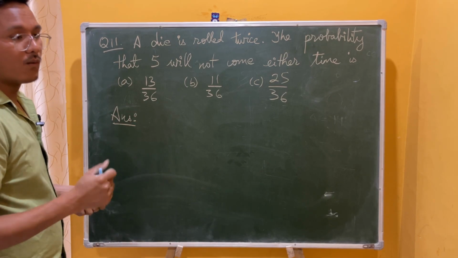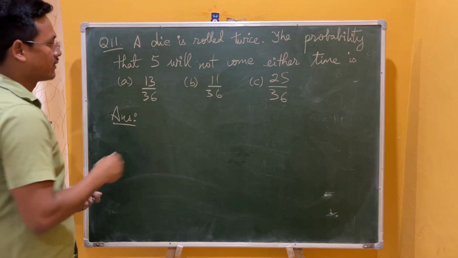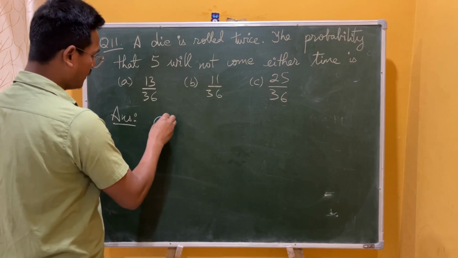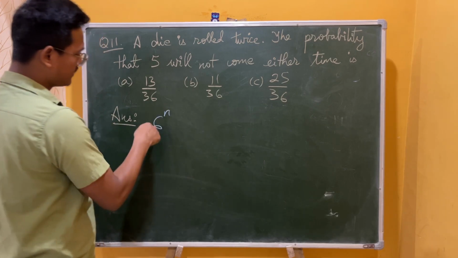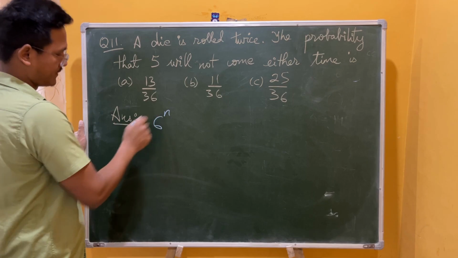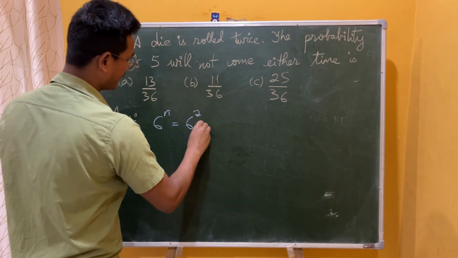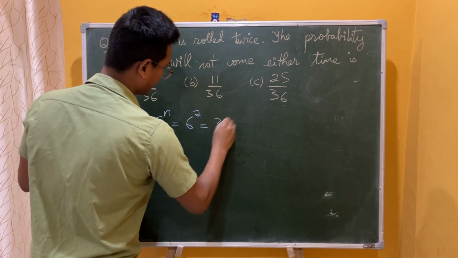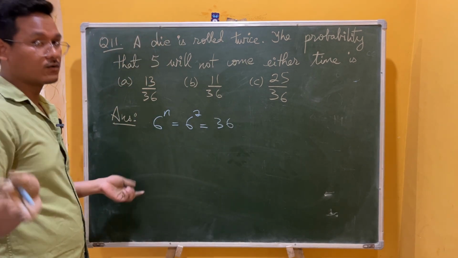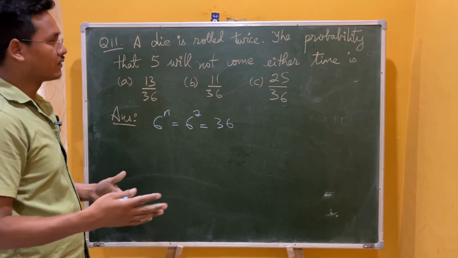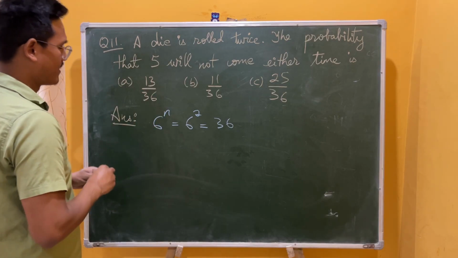How? One die has 6 outcomes. Here we are rolling 2 dice. I told you in the beginning that the number of outcomes is given by this formula: 6 to the power n, and here we have 2 dice, so it is 36. You must have 36 outcomes. Out of that, what are the favorable outcomes for this one?